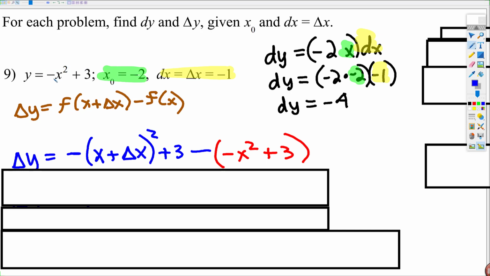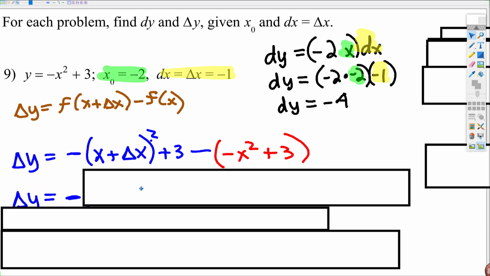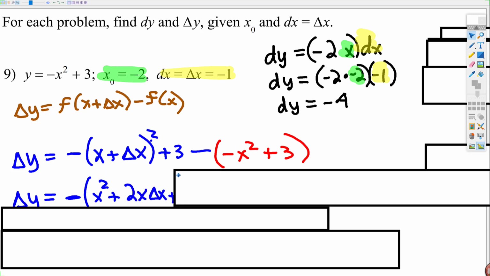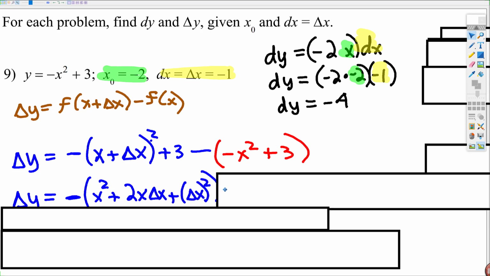It is negative x squared plus 3, so negative in parentheses x plus delta x squared plus 3, and then we subtract the original negative x squared plus 3. So you have to expand this binomial, and it'll be 1, 2, 1, remember. So negative on the outside, and then 1 x squared plus 2 times x times delta x plus 1 times delta x squared, the 1 can be invisible. And then this negative sign distributes. So subtract a negative means plus 3. Oh, I'm glad I had remembered that.